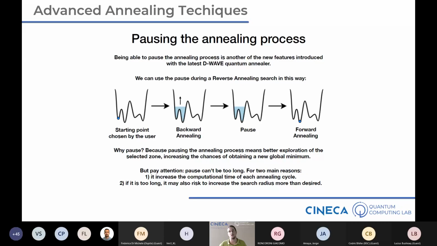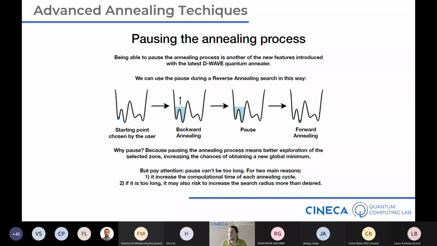Okay, so physically you stop the annealing process for a certain number of microseconds, and then you resume the process after this time that you've decided. But pay attention, because the pause cannot be too long, for two main reasons. It will increase the computational time of each annealing cycle. I assure you that can be very high. You will not do stuff like this with 1 minute.